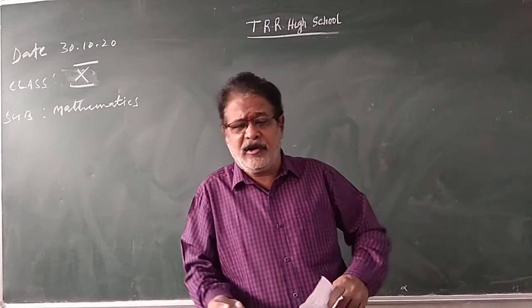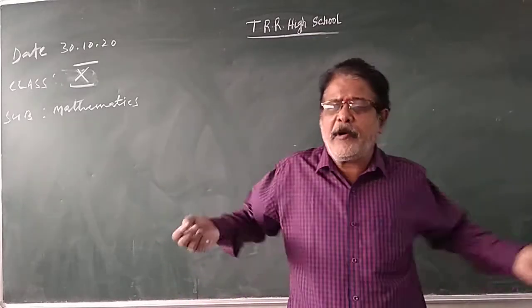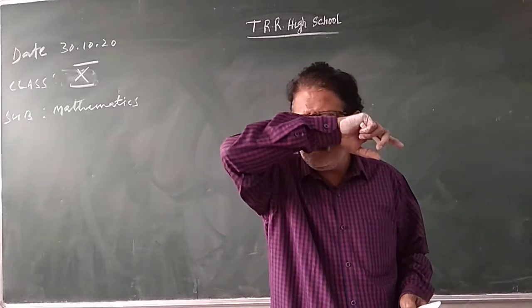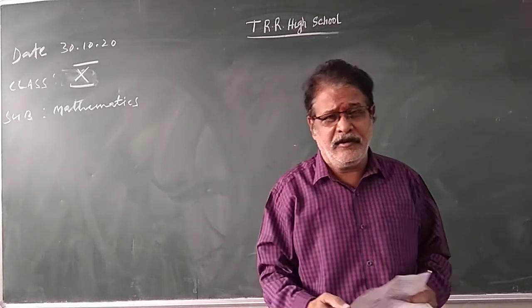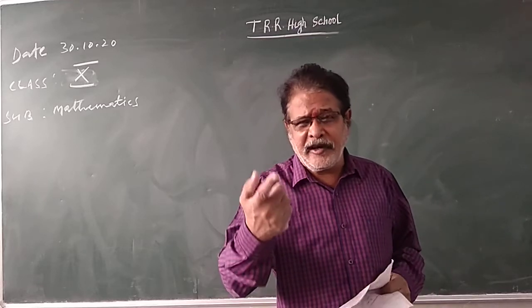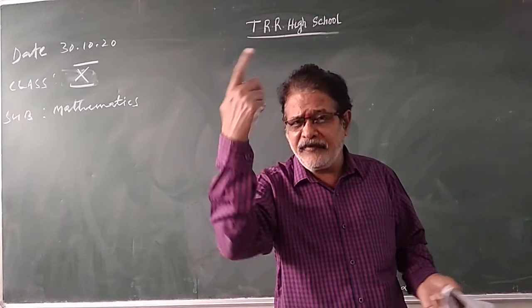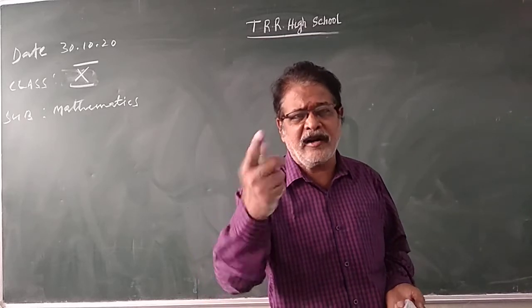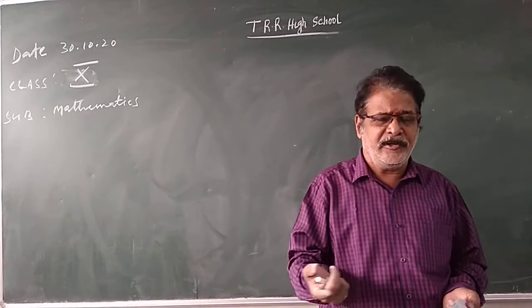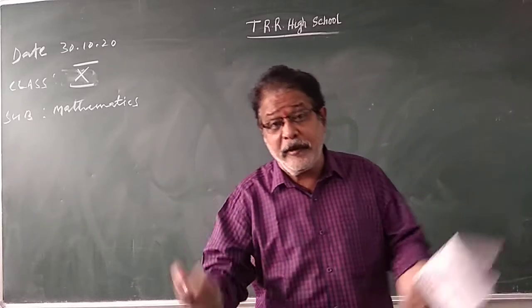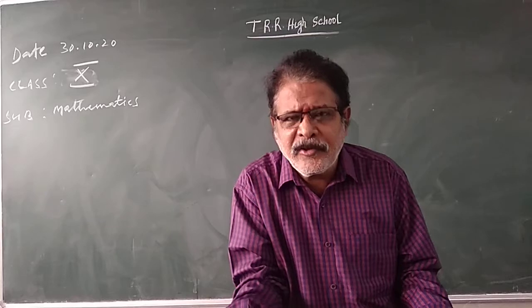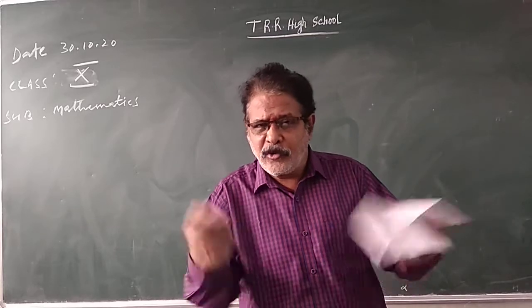So how to calculate the number of zeros of any polynomial? Generally, a linear polynomial has 1 degree, and 1 degree means 1 zero. Quadratic polynomial means second degree, and it will have 2 zeros. In the case of a cubic polynomial, cubic means third degree. Third degree will have how many zeros?